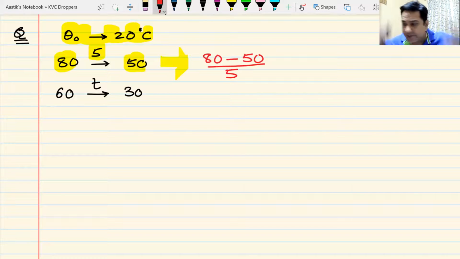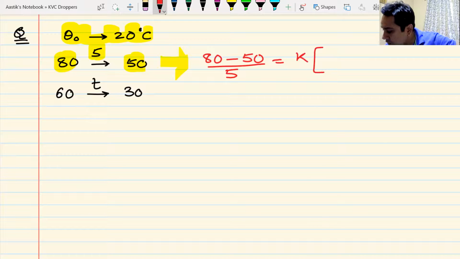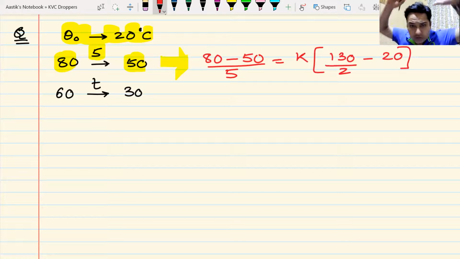Do we understand this step? 80 minus 50 divided by 5, that must be equal to K into 80 plus 50 divided by 2, minus 20. 80 plus 50 is 130, so I write 130 divided by 2 minus 20. Do we understand this step? Yes or no?